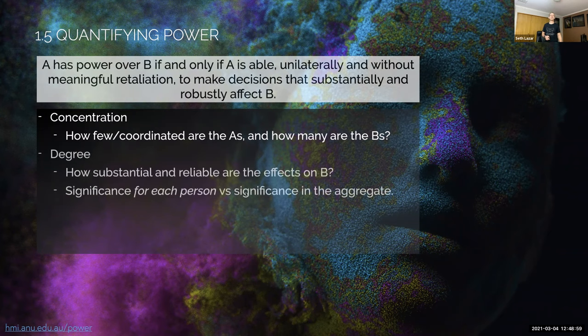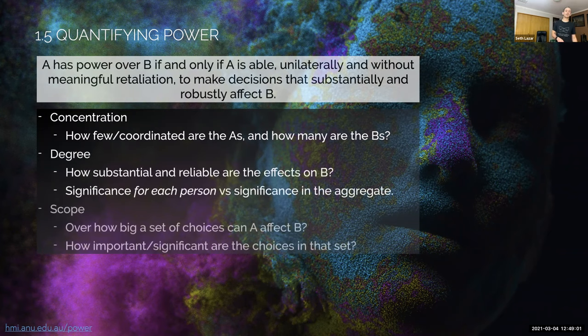Okay, so the dimensions of power. So concentration. This is a simple one, it's just a ratio. How many people have you got power over versus how many people have the power? How few are the A's and how many are the B's? Degree. So how big are the effects on the B's? If A can kill B, that's a pretty big effect, pretty significant degree of power.